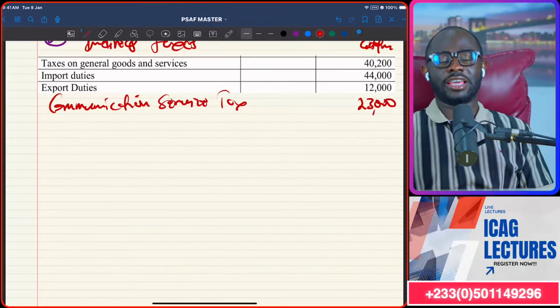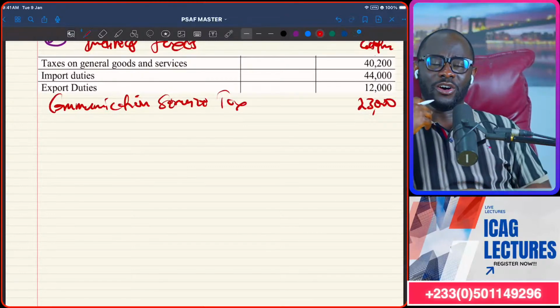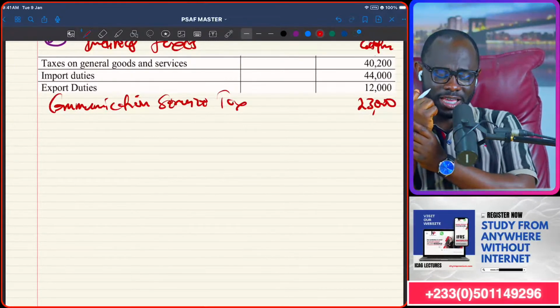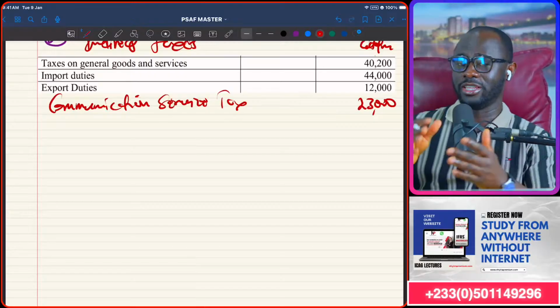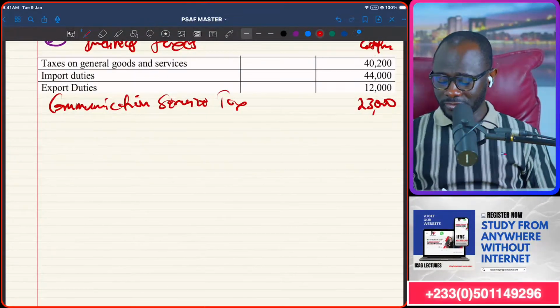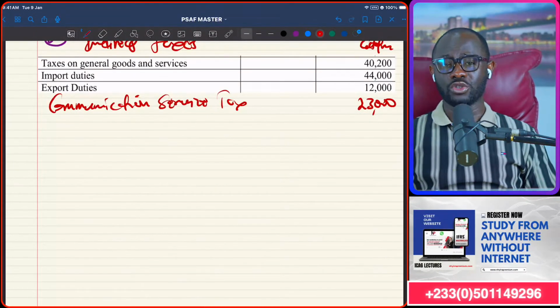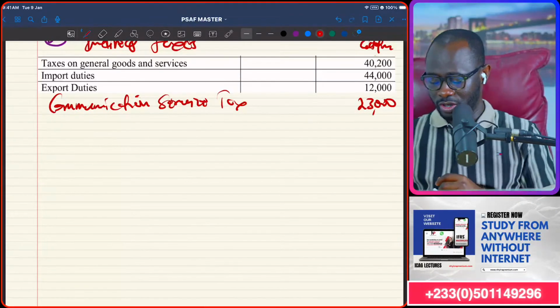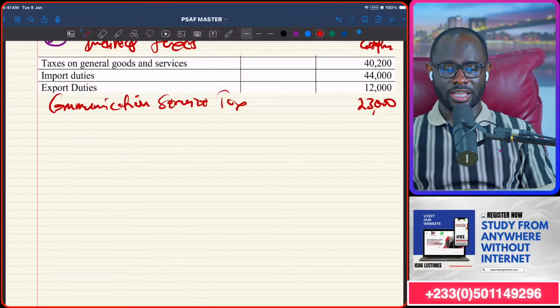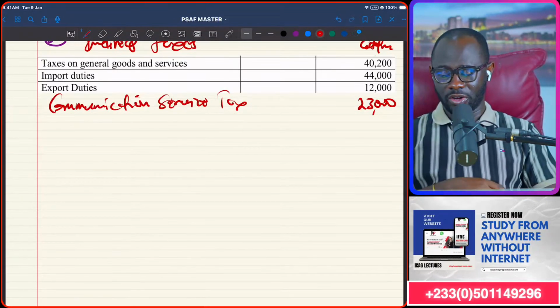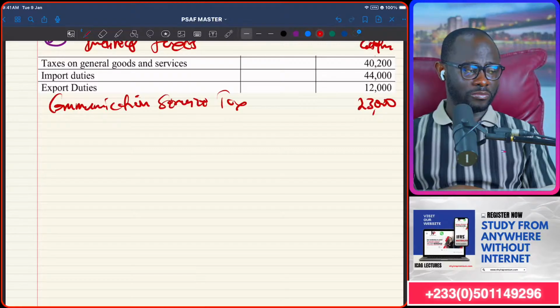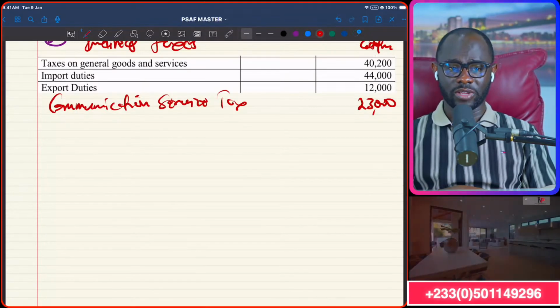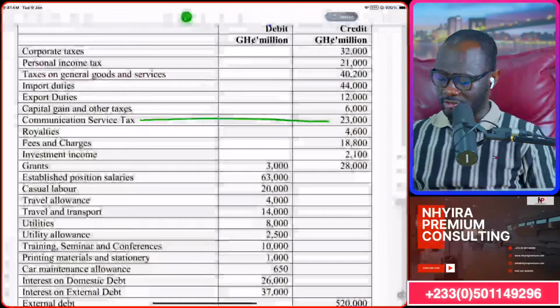So it's not like when you buy data or when you buy airtime, all the money is going to the service providers. Some of the money goes to the government because it's a form of tax.